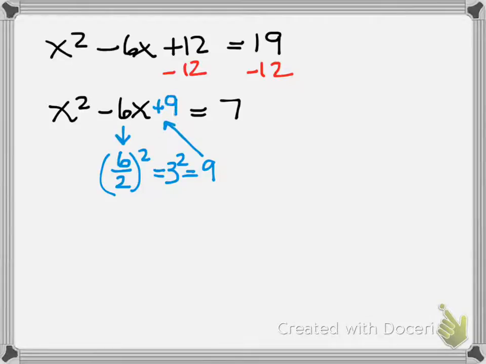But here's the problem. This is an equation. Right now, I've unbalanced the equation because I did something to one side, but I didn't do it to the other side of the equals. So it needs to go in both places. Okay? So now I've created a perfect square trinomial. And I know it's a perfect square trinomial because I made it that way.